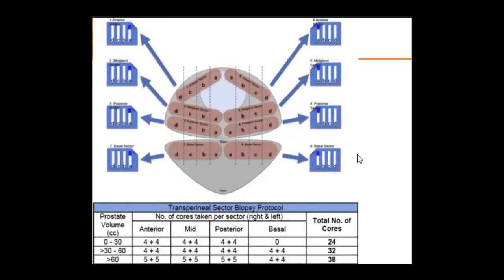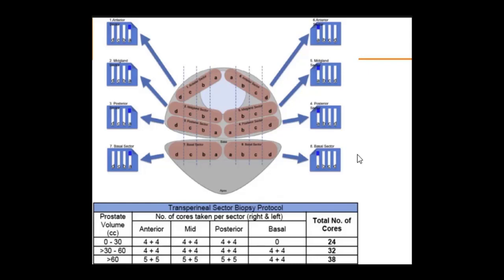This is a picture map of the transperineal biopsy made by a Ginsberg study group. In this map, the prostate is divided into anterior, median, and posterior sectors, and the basal sectors. 4 biopsy cores are taken from each sector depending on the size of the gland.